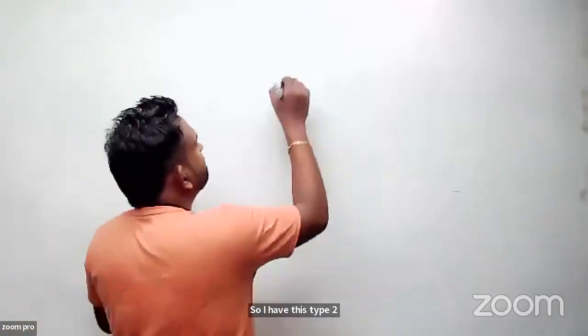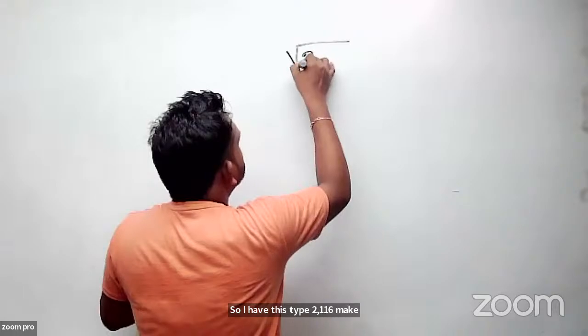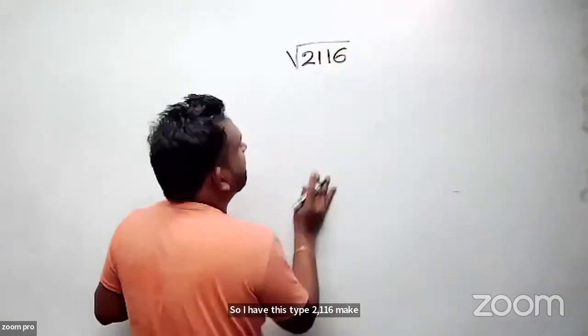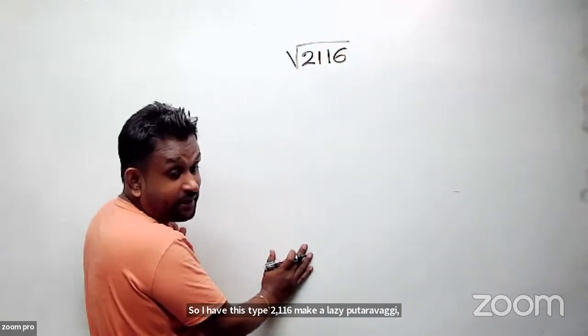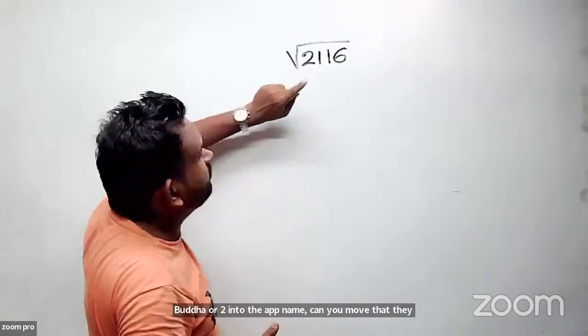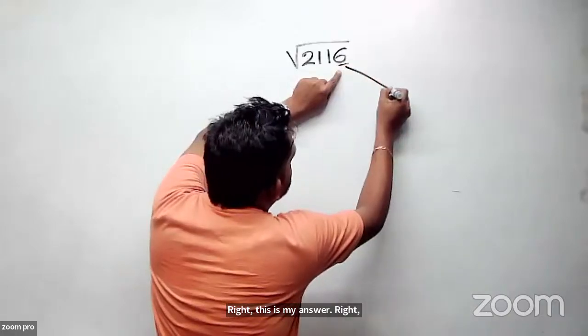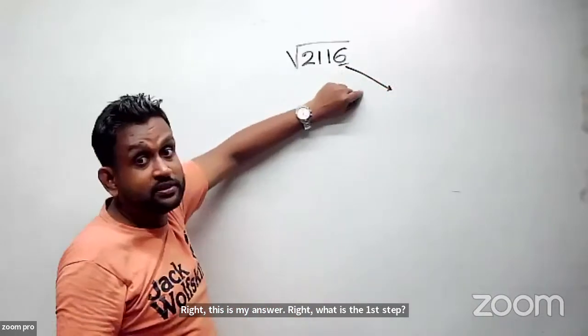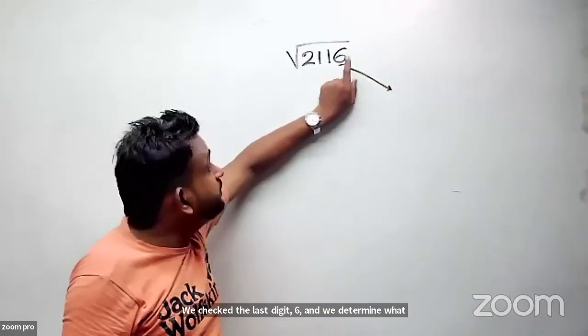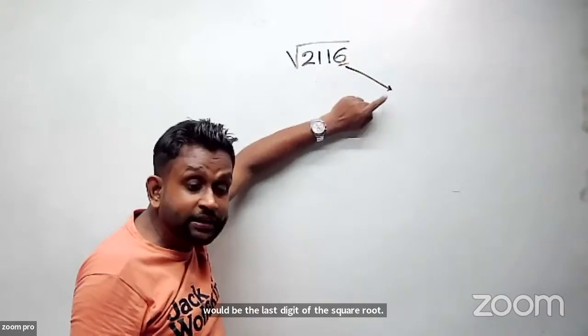So I have this type: 2116. This is easy, son, there is nothing to get confused about like before. Right, this is my answer. What is the first step? We check the last digit 6 and we determine what would be the last digit of the square root. Tell me, if it is 6, what is the last digit?